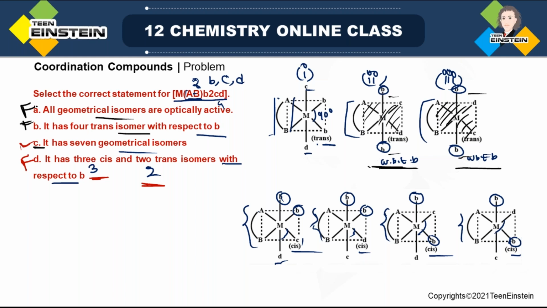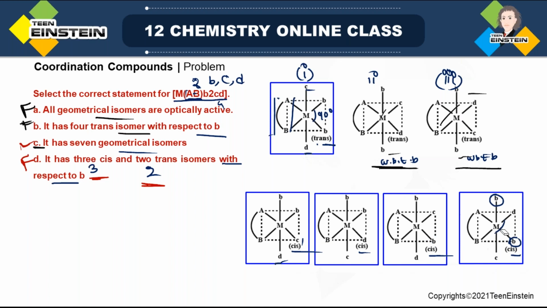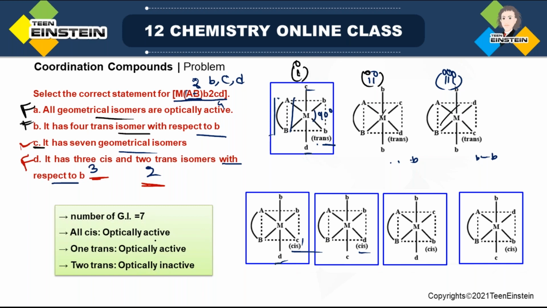Now we will see all the conclusions that we have obtained here. Among these seven, only some are highlighted with a blue square box, right? Now what does it mean? Only those isomers are highlighted that are not optically inactive. That means they are optically active. Okay. So these are the conclusions. Total number of geometrical isomers is 7. Then all cis are optically active. That means, see here, all these four cis are optically active, right? That you can see here.